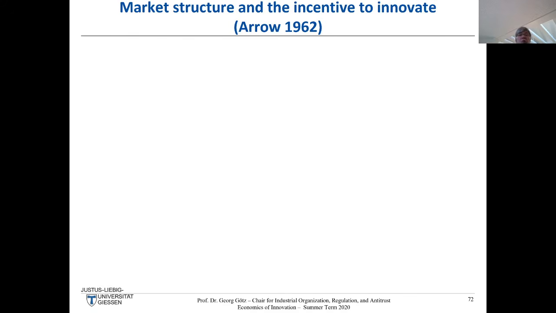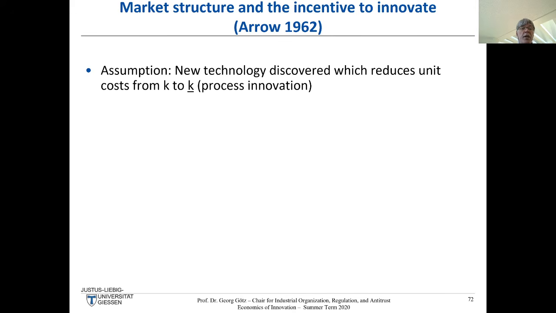I want to start with a really famous model, namely the paper by Kenneth Arrow from 1962, Economic Welfare and the Allocation of Resources for Inventions, one of the most cited papers at all. Kenneth Arrow received the Nobel Prize, among other things for his studies in information economics, also for this kind of analysis. So what we are doing now is comparing perfect competition, or actually here Bertrand competition, and monopoly, and looking at which kind of incentives to innovate they provide.